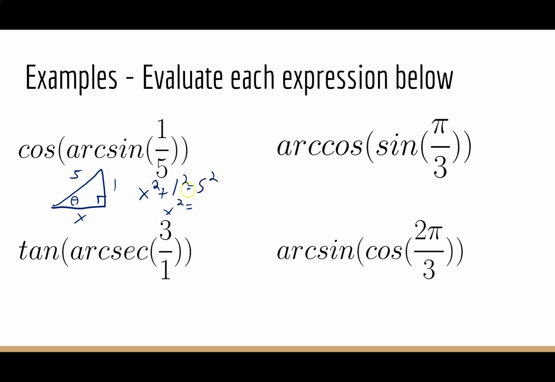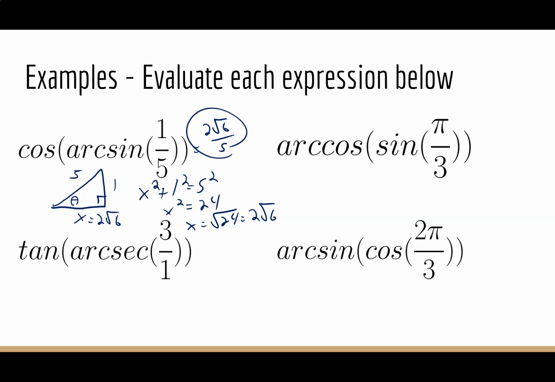So x squared equals, let's see, 25 minus 1 is 24. X equals square root of 24, which can be reduced to 2 square root of 6. So adjacent over hypotenuse, 2 square root of 6 over 5. Okay, so triangle problem, complete the triangle, put the fraction together, and then check and see if it's positive or negative. So the arc sine is positive, therefore the cosine is positive, because we're in first quadrant.